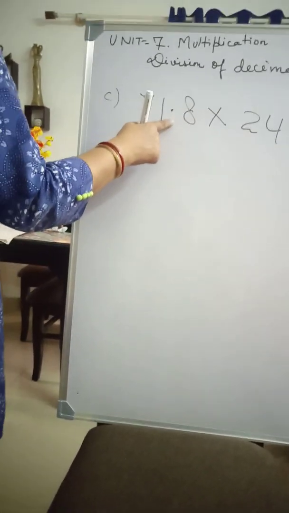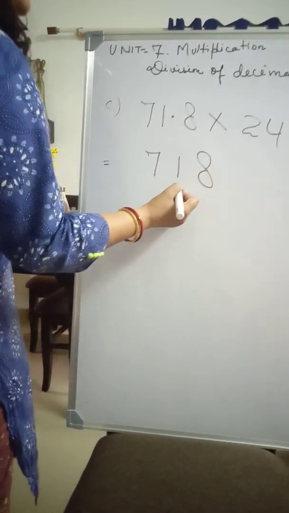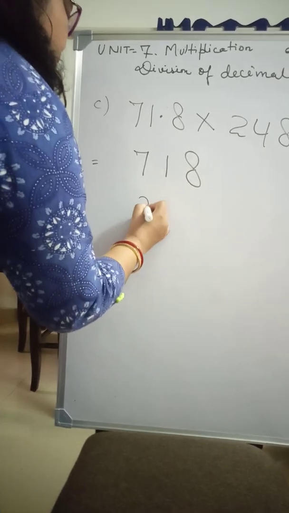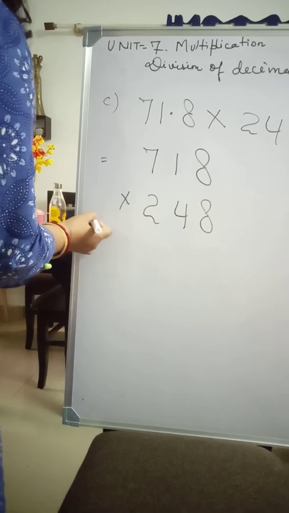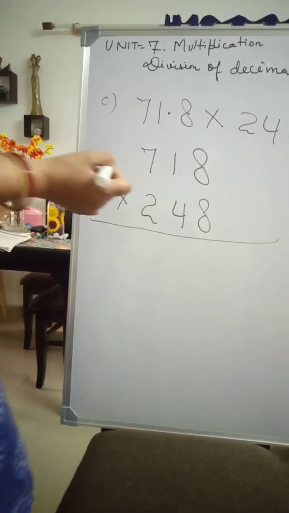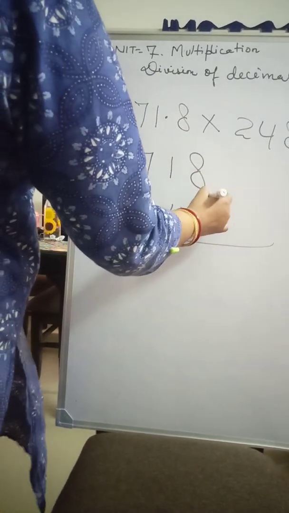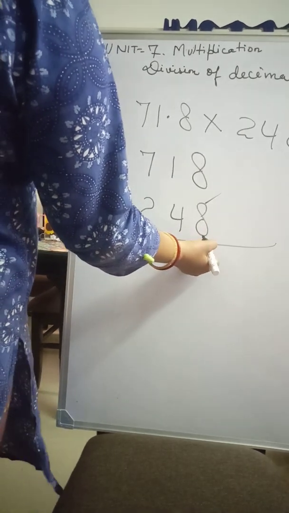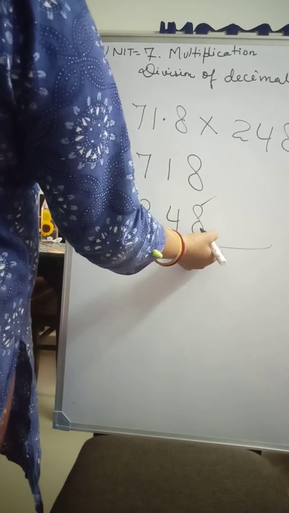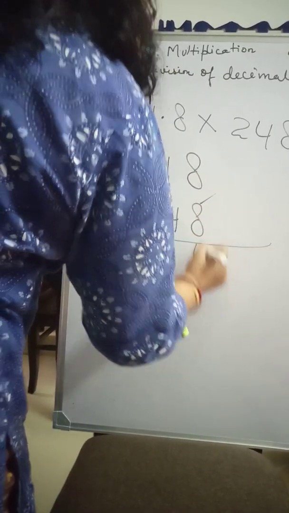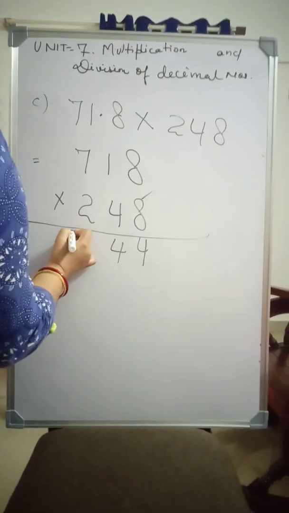Just forget about this decimal. Just write the digits of this decimal number, 718. It will be multiplied by 248. Put the multiplication sign over here. Now start to do multiplication just as you have done with whole numbers, that is, from the right hand side. We will start with this digit of the multiplier, so start with 8. 8 ones, 8 8s are 64. 6, 8 1s are 8 plus 6, 14. 1, 8 7s are 56 plus 1, 57.